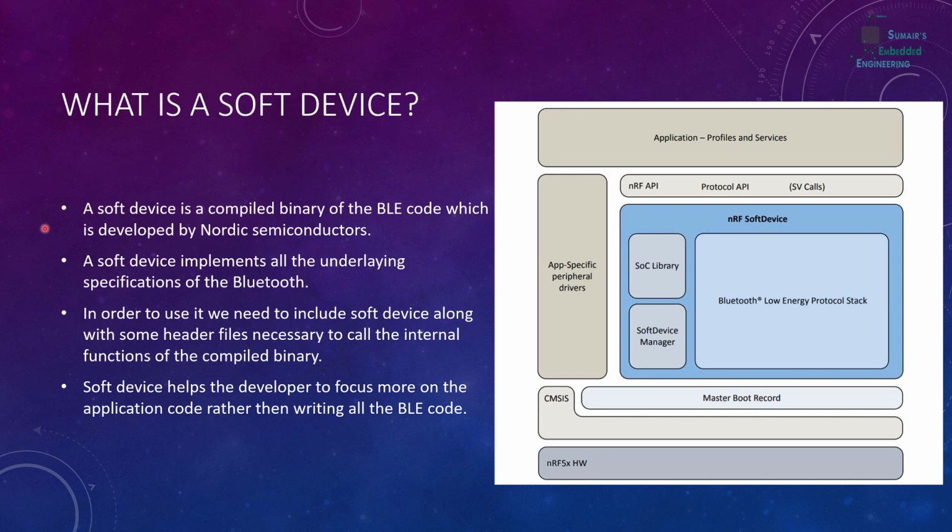A soft device is basically a compiled binary of BLE code which is developed by Nordic Semiconductor. Nordic Semiconductor has developed all the protocol code, so we don't really need to write everything from scratch. In other words, it's already compiled, so we just need to attach this file along with our application code. So this works on the hardware.